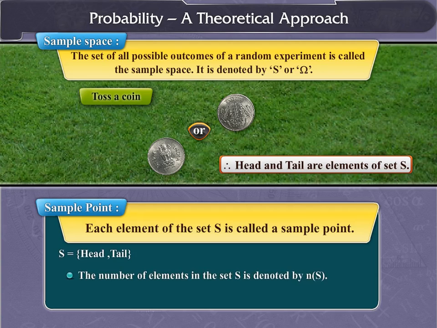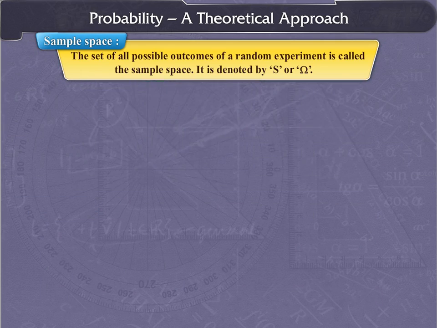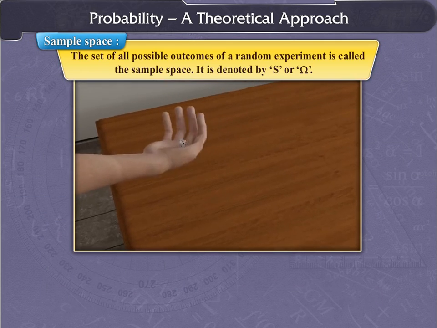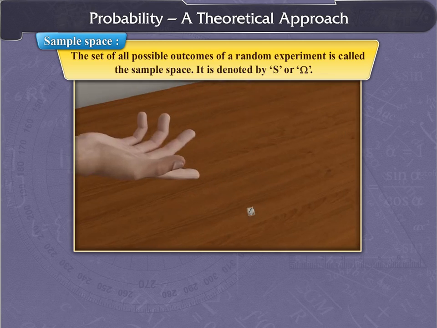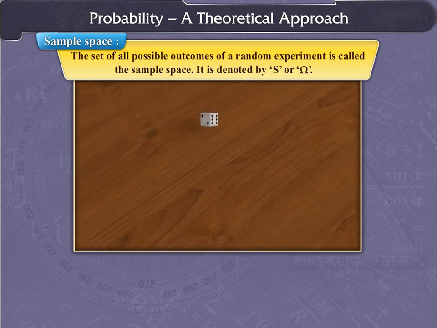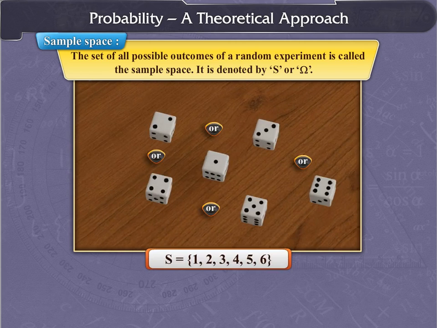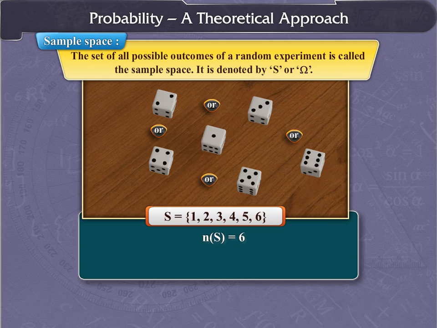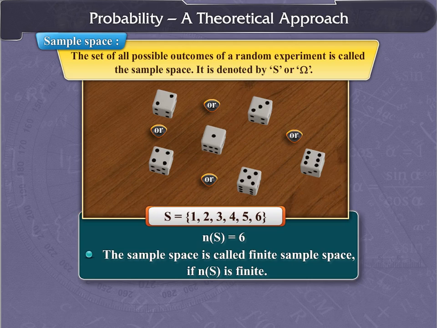The number of elements in the set S is denoted by n of S. Here, n of S is 2. In the other example of throwing a die, the number that appeared at the top is any one of 1, 2, 3, 4, 5 and 6. Therefore, these numbers are elements of set S. Therefore, n of S is 6. The sample space is called finite sample space if n of S is finite.